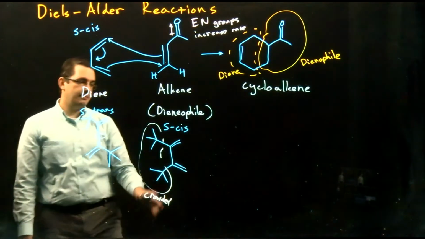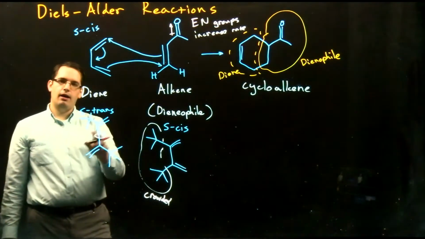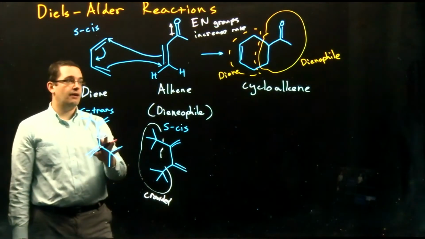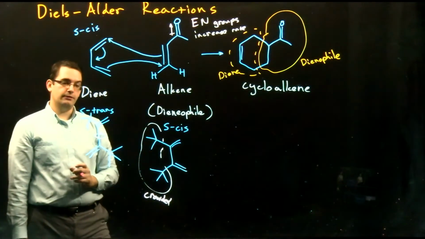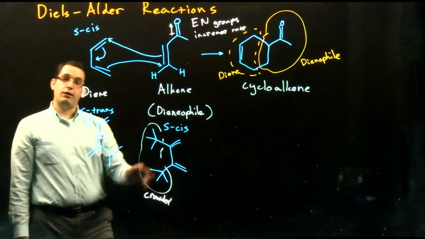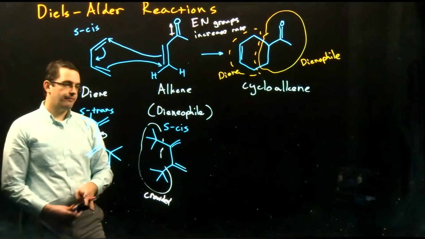So that crowding would actually make our S-cis conformation less stable, which would make our diene want to stay in our S-trans conformation and make it less likely to react in our Diels-Alder reaction. So if we crowd that S-cis conformation, we can slow down our reaction.